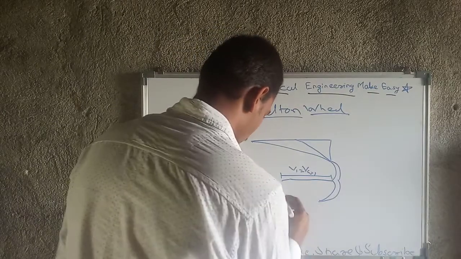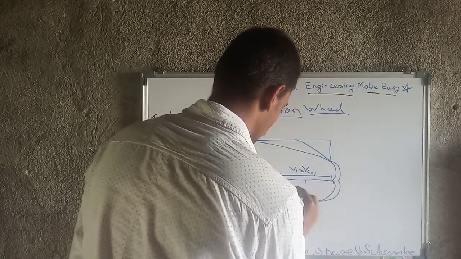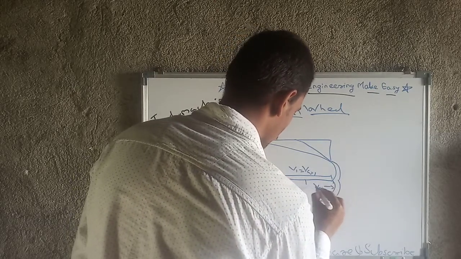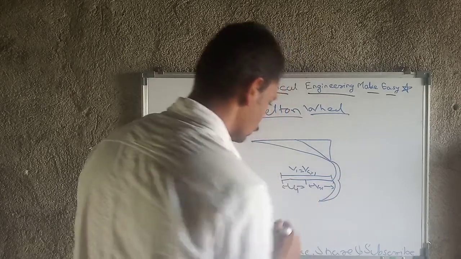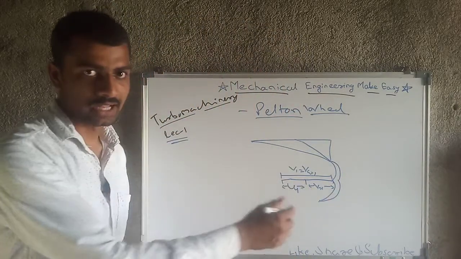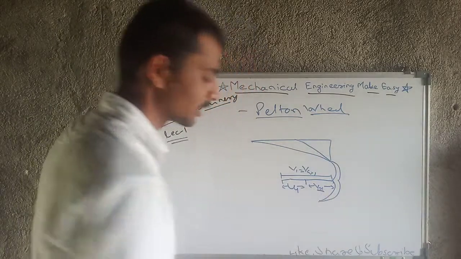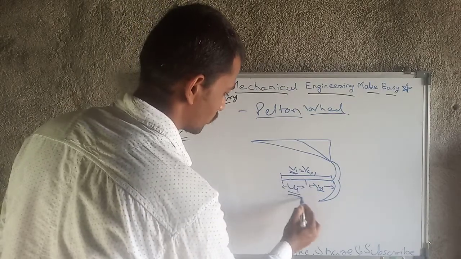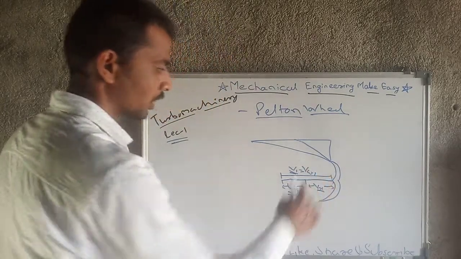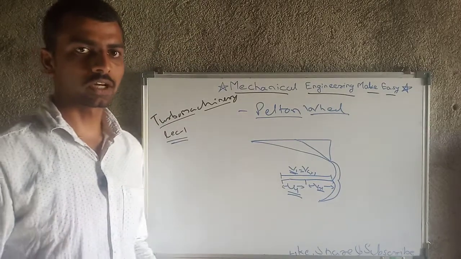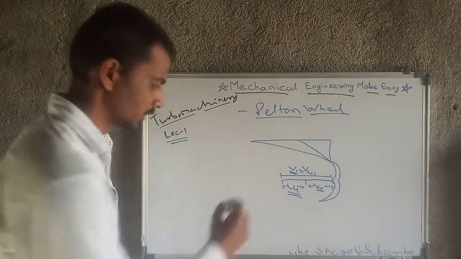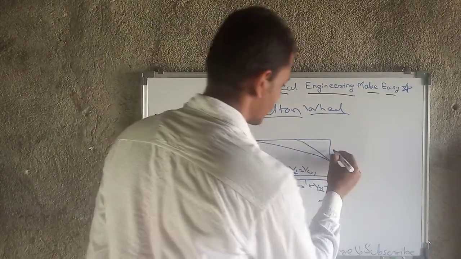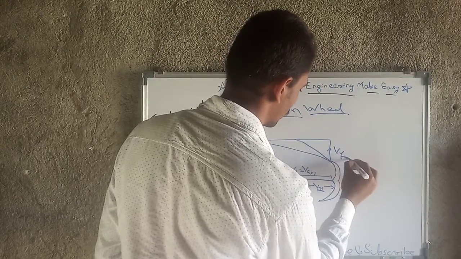And there are other parameters, that is U1 and VR1. U1 is nothing but the bucket velocity at the inlet, and VR1 is the relative velocity. This is the velocity of water, this is the velocity of bucket, this is the relative velocity, this is the whirl component of velocity, and there is one more component, the flow component of velocity, Vf1, which is equal to 0 here, but it is available here, that is Vf2.